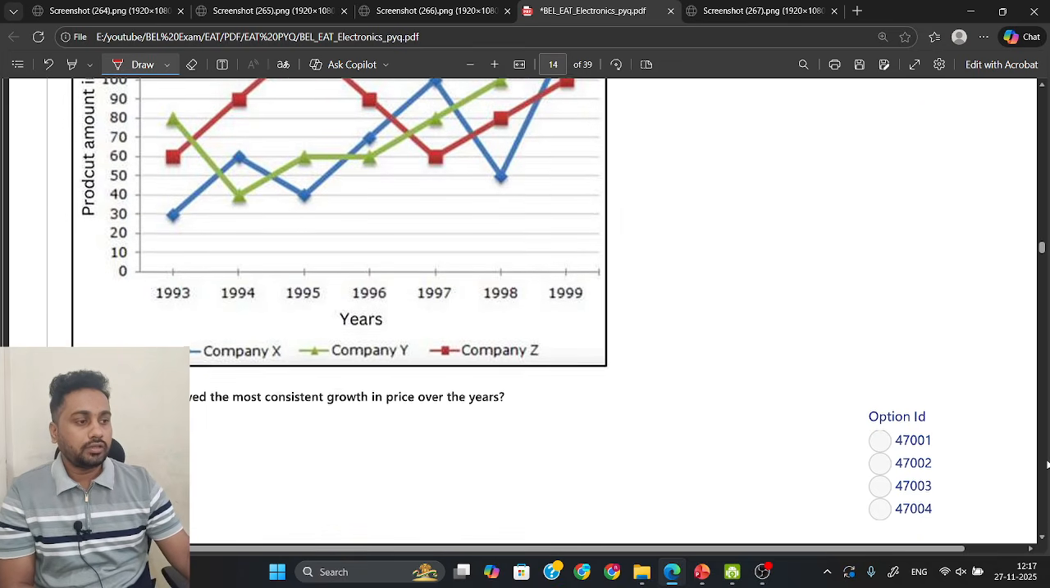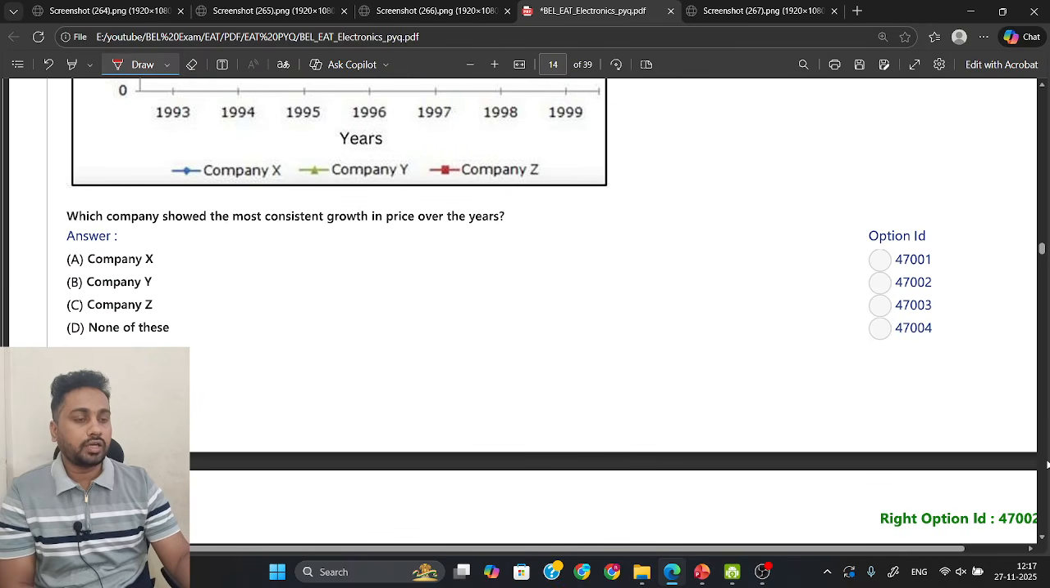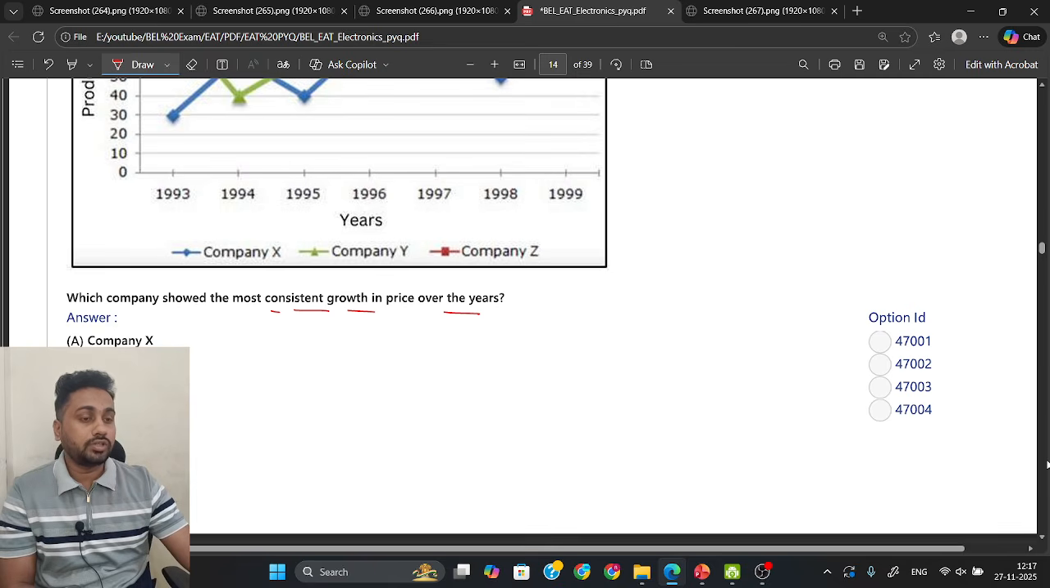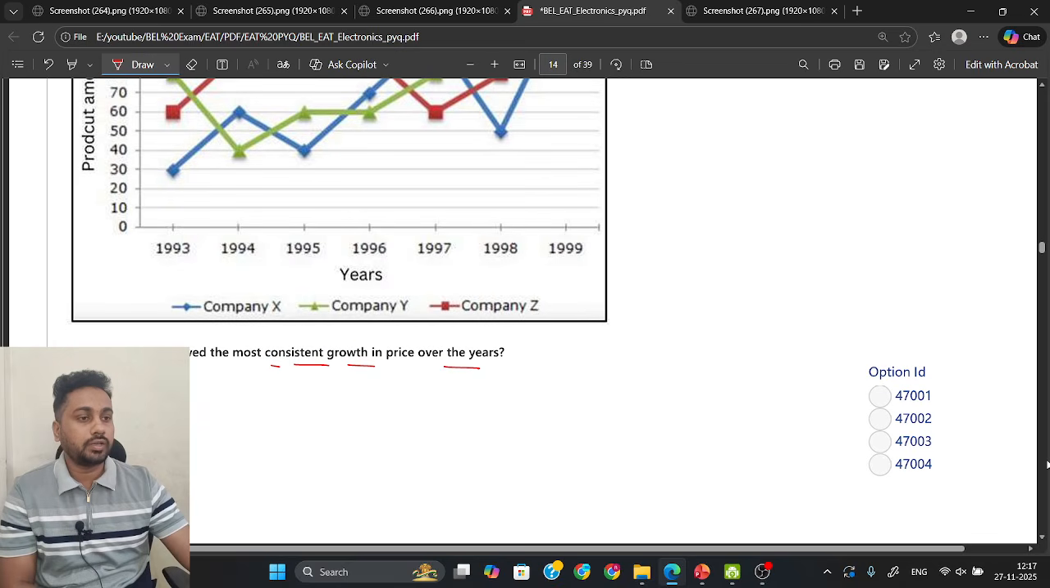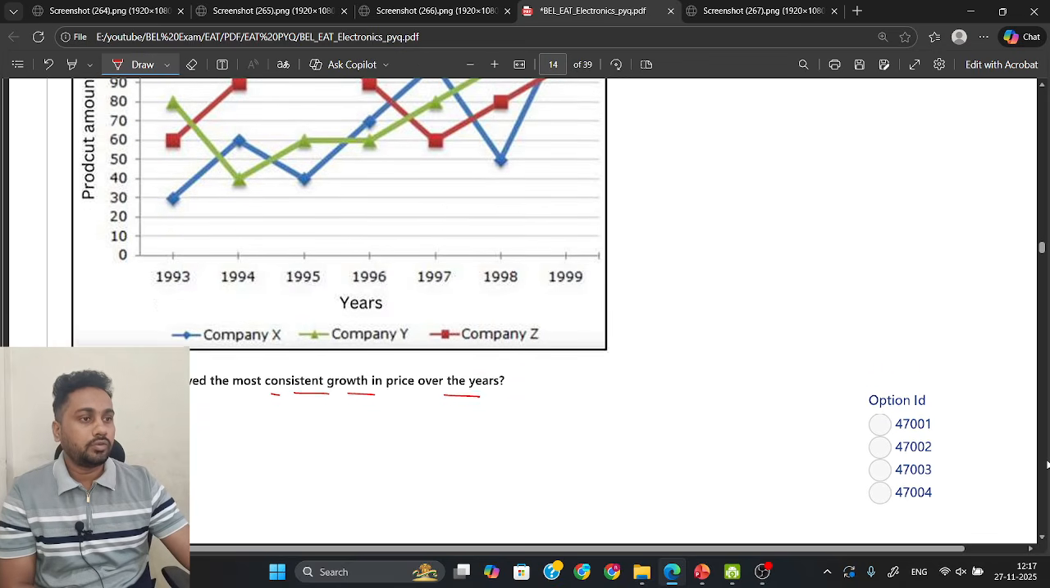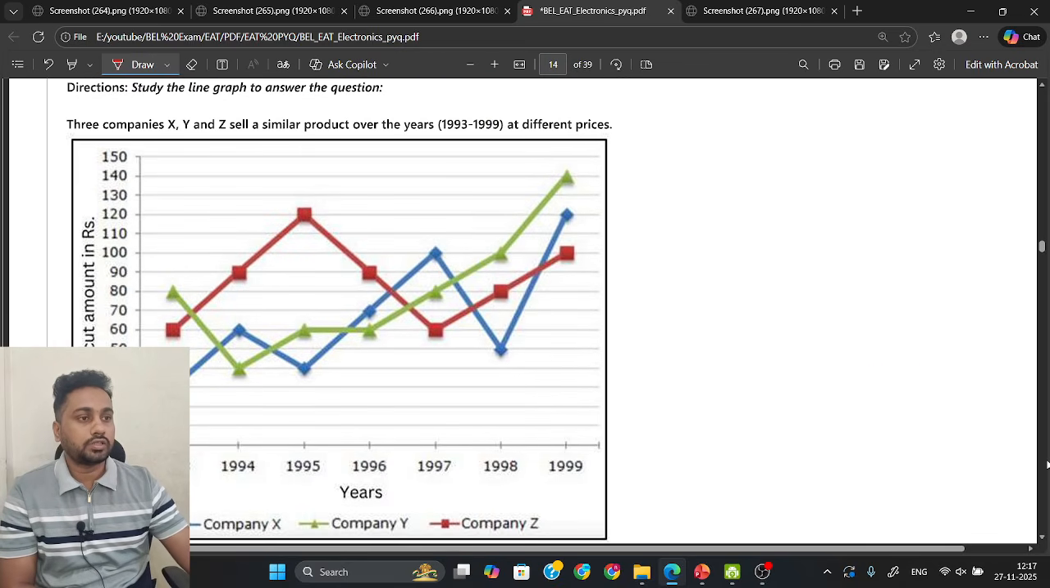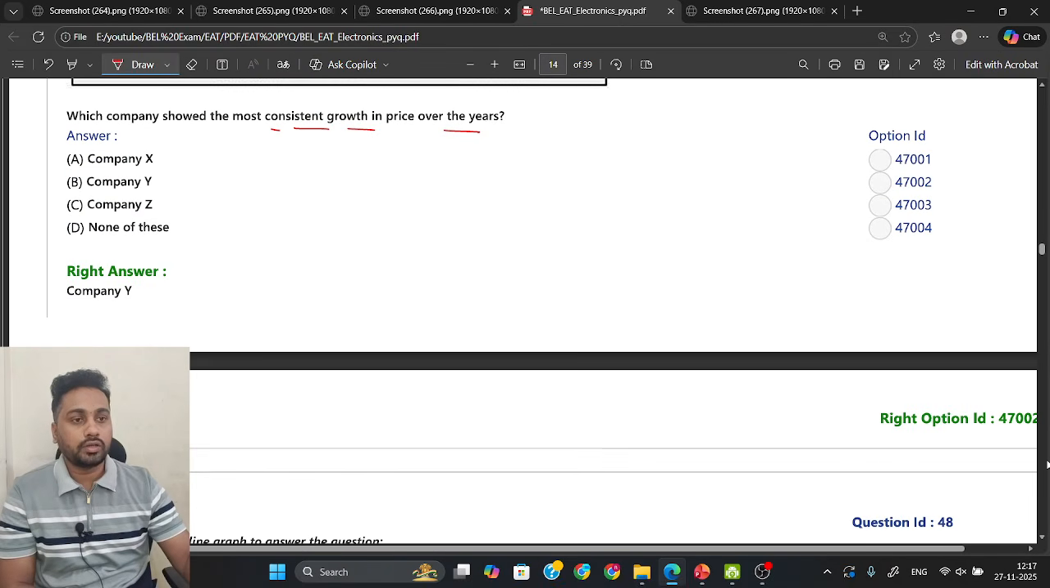Okay. Same thing. Next question: which company showed the most consistent growth in price over the years? I mean, over all the years, which company gives more consistency? You can see this green one has the high value here in 1999. The last one, green has it. So green is related to company Y. So company Y is your answer. Option B is your answer. Okay.